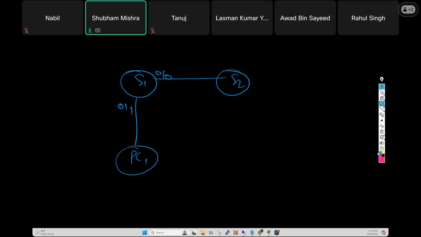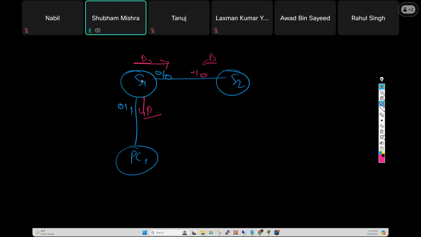Again, this is the conceptual question, guys. For example, right now, the election has not happened. So it means both switches are assuming themselves as the root bridge. Yes or no? Switch 1 is sending the BPDU. Switch 2 is sending the BPDU. Switch 1 is sending through here and here. Yes or no, everyone?